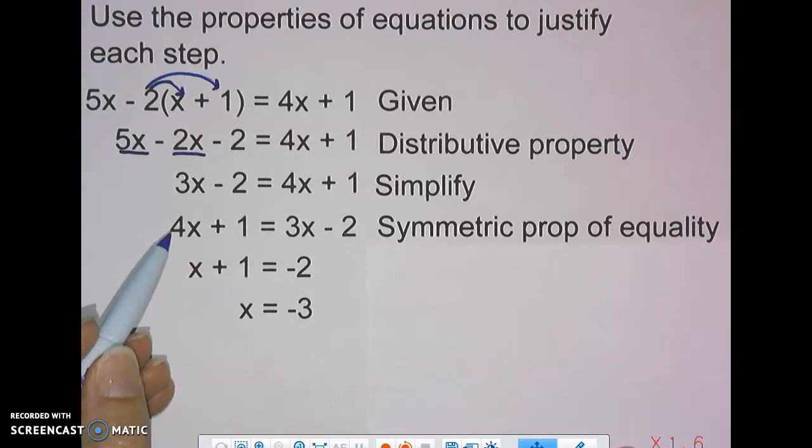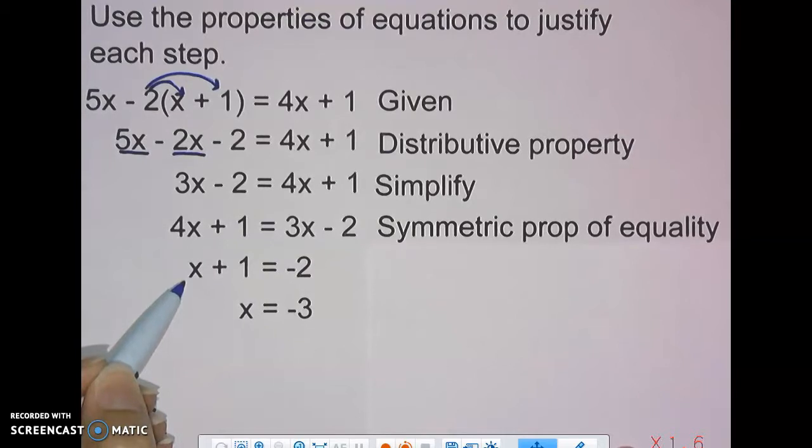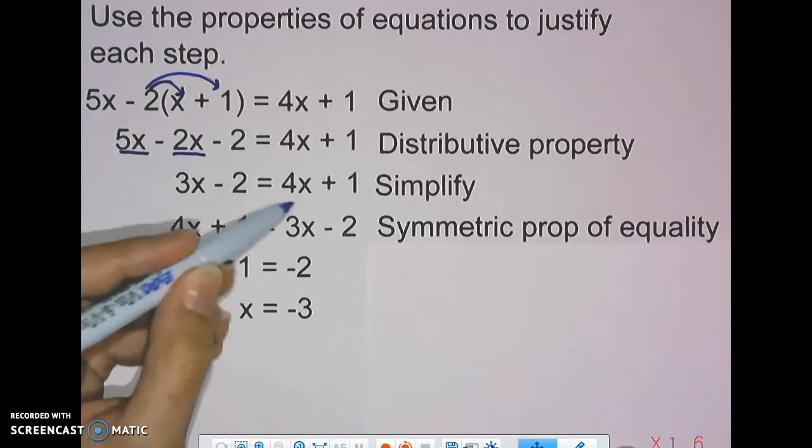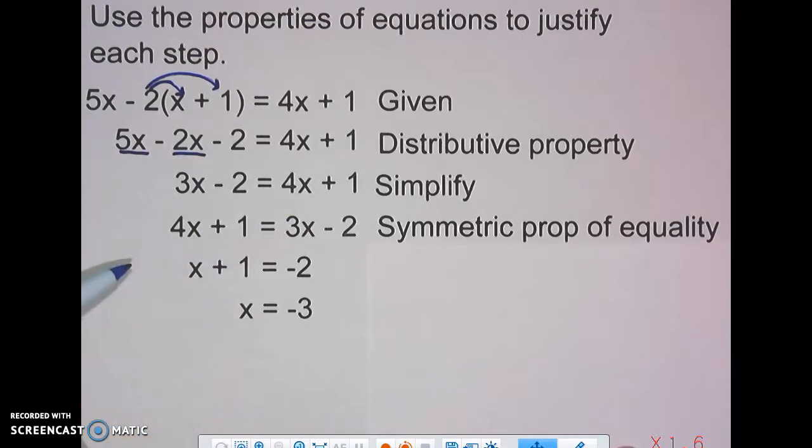All right, next step is to go from 4x plus 1 equals 3x minus 2 down to x plus 1 equals negative 2. Well, what happened? What changed? Well, the 4x became an x, the 1 stayed the same. Okay, wait a second, this 3x is totally missing. Well, how would we get a positive 3x to move to the other side?